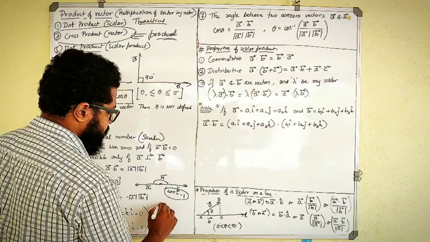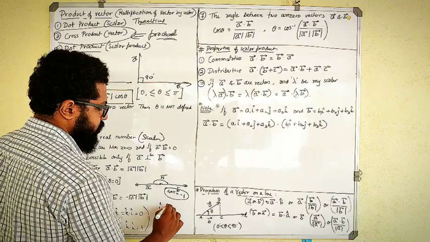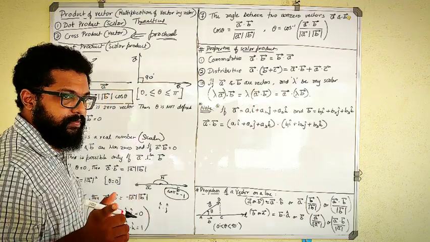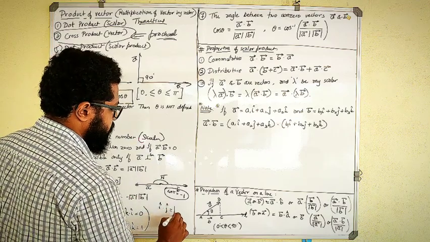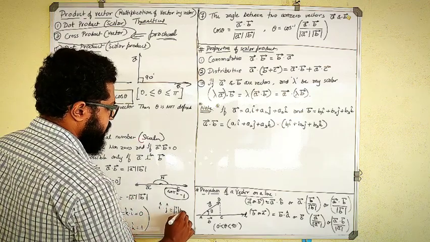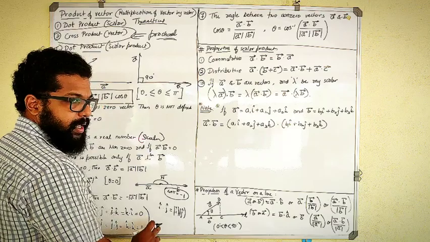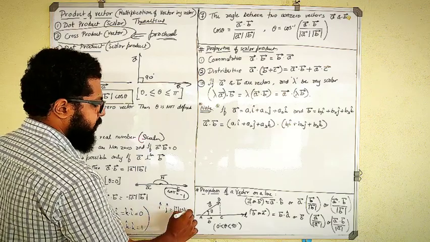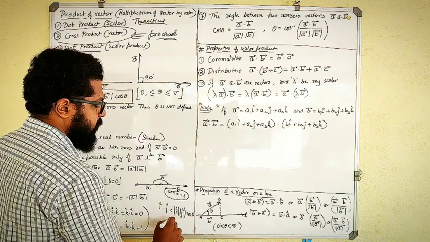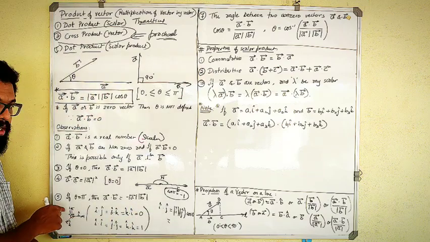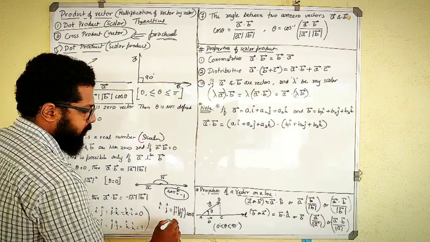right here, i cap dot j cap. Unit vector is a vector, don't forget that. i dot j cap is equal to magnitude of i cap, magnitude of j cap into cos theta. What is the angle between i and j? 90 degrees. They are mutually perpendicular to each other.